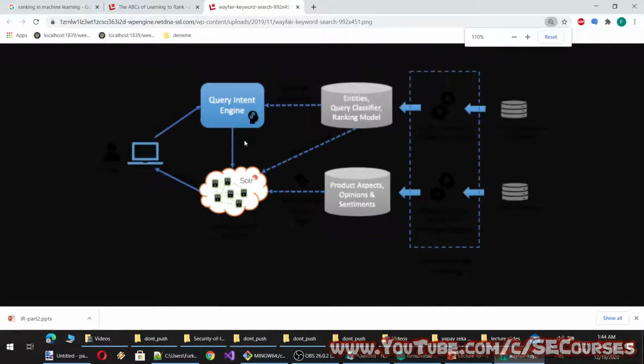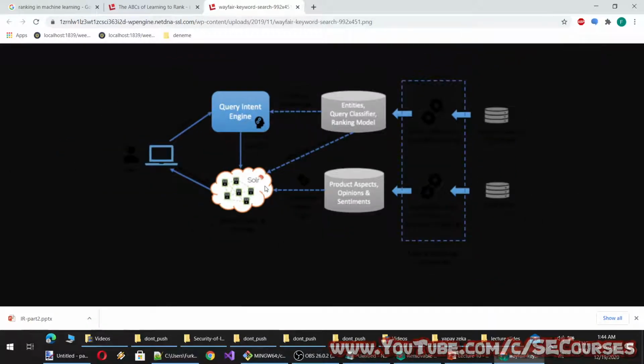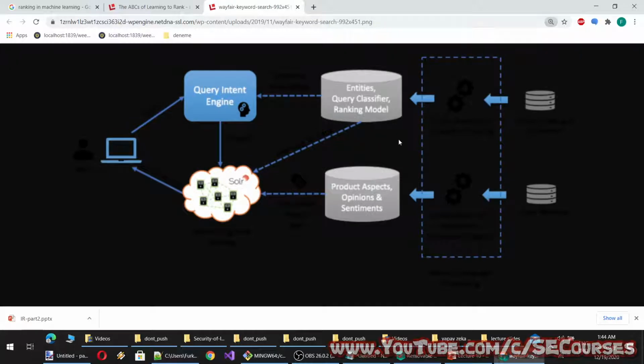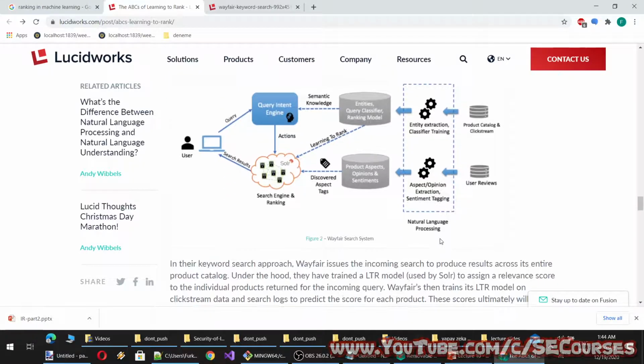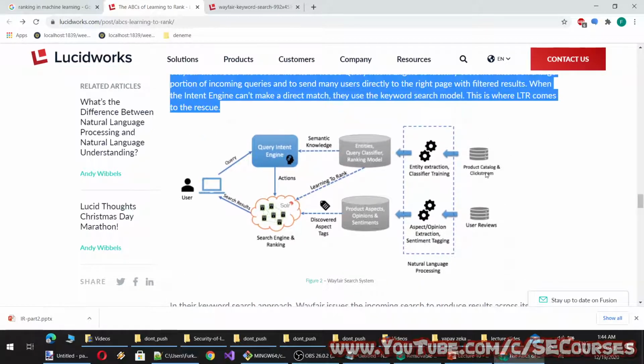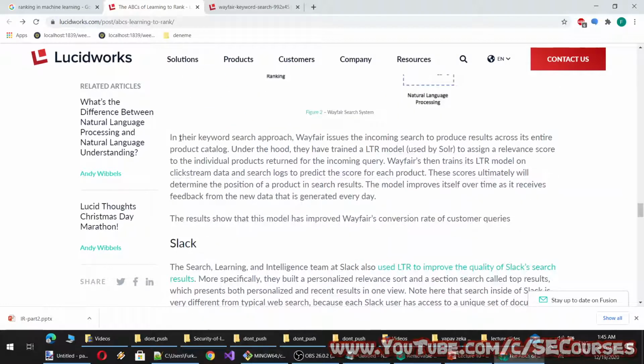Okay, so there is the query intent engine, entities, query classifier, ranking model, product aspect opinion sentiments. There is entity extraction, classifier training, aspect opinion extraction, sentiment tagging, user reviews, product catalogs, and clickstream, natural language processing. All right.